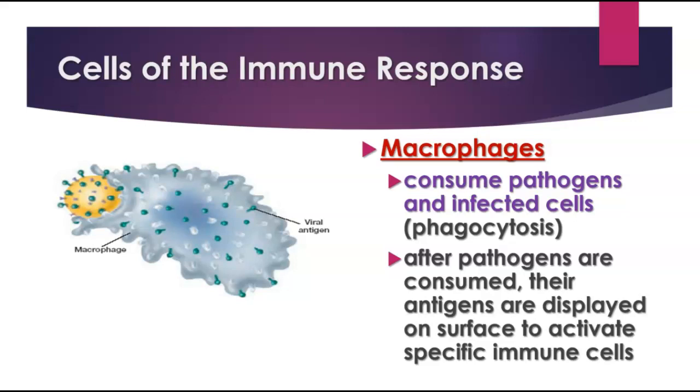Macrophages are very large cells, as you might guess from their name, and they are basically moving around in your various tissues of your body all the time looking for bad guys to gobble up. They actually eat pathogens and infected cells by phagocytosis, and then they display the antigens on their surface to activate specific immune cells like T cells and B cells. They are a type of antigen presenting cell.